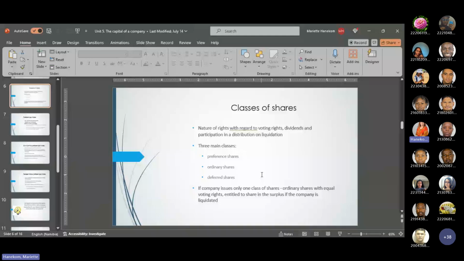Now, these class rights, to explain to you, it's a bunch of flowers, every flower representing a different right. These class rights can be changed.